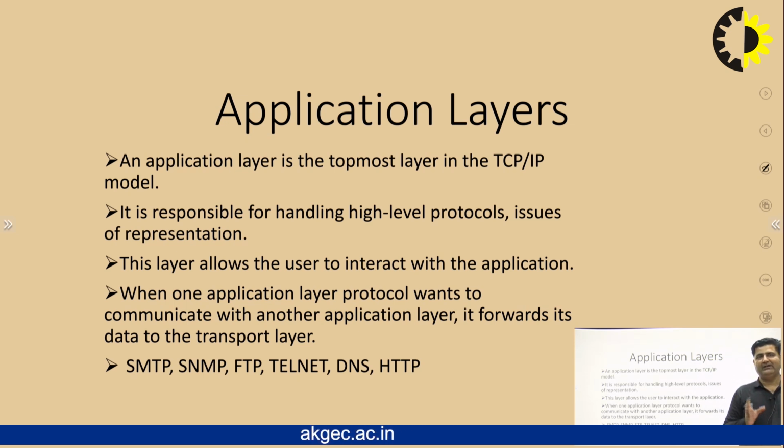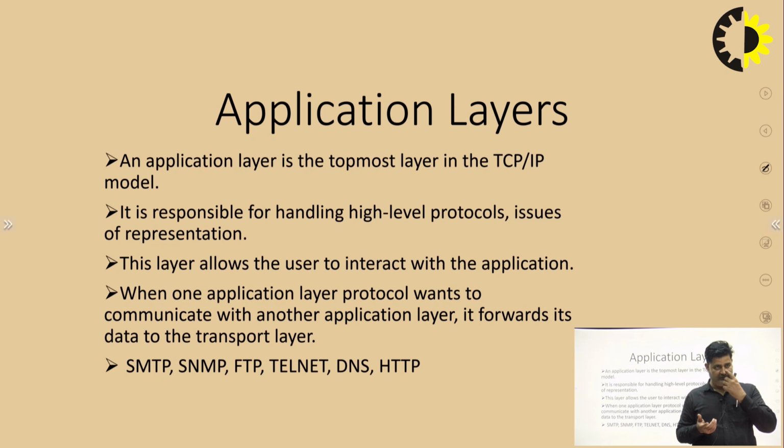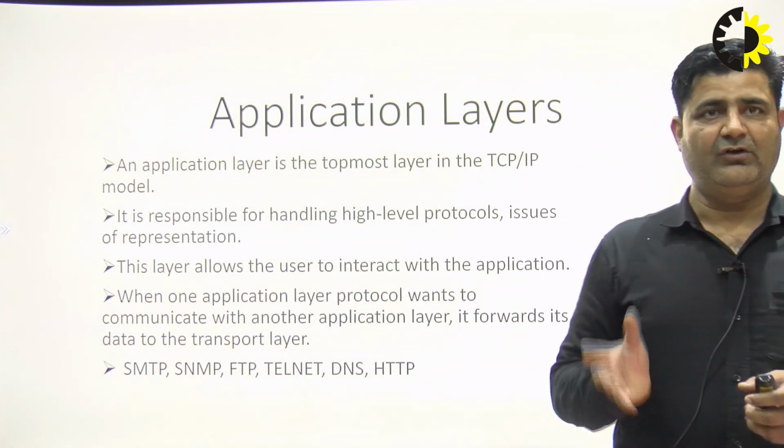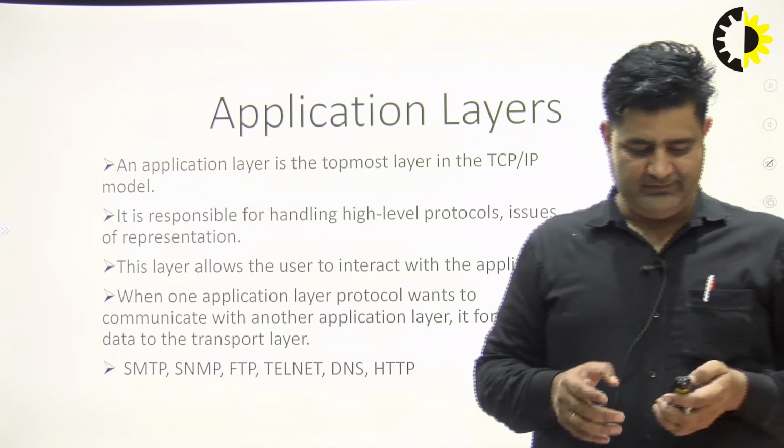So in the application layer, we have the service of SMTP, simple mail transfer protocol. Then we have SNMP, simple network management protocol. Then we have FTP, file transfer. Then we have Telnet. Then we have DNS, domain name system. Then we have HTTP. They all are part of this application layer.